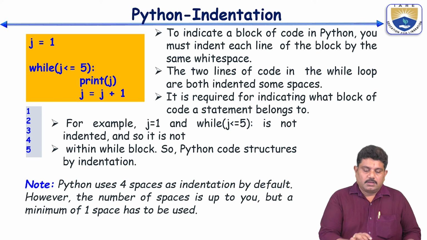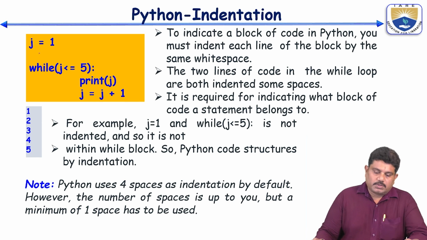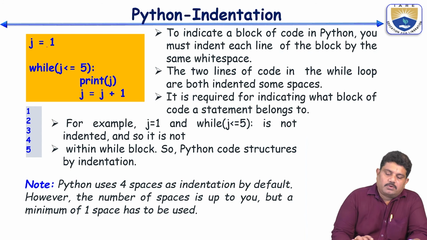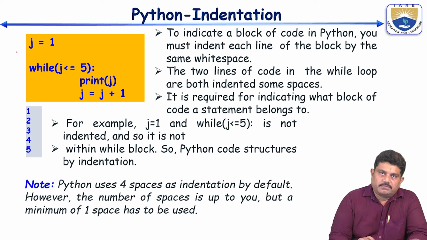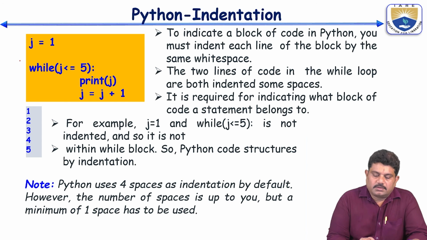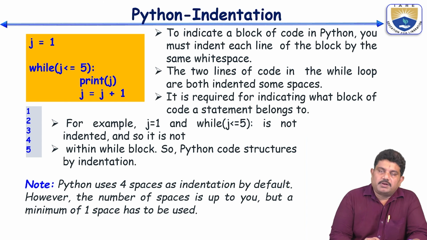See here, another example. j equal to 1, while j less than or equal to 5, print j, j equal to j plus 1. So this is the program here. We have declared a variable called j equal to 1 with this statement, and there is no indentation, no white space in front of the declaration of j, and we are assigning value 1 to j. The next statement is the while statement, while j is less than or equal to 5. There is no white space in front of the while also.